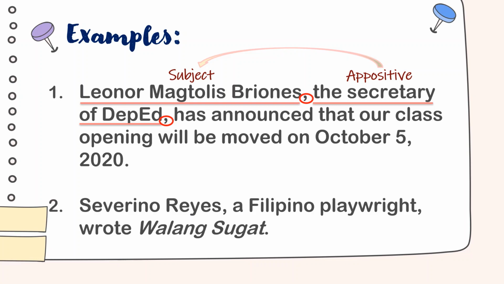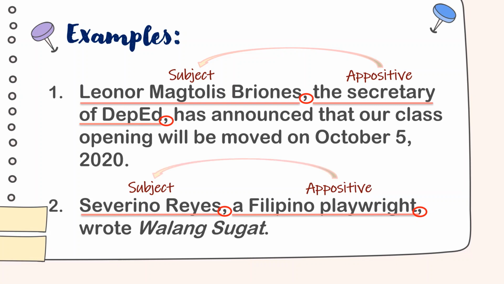Number 2, Severino Reyes, a Filipino playwright, wrote Walang Sugat. In this example, the noun Severino Reyes is the subject, and the noun phrase a Filipino playwright, which is separated by 2 commas, is an appositive because it gives more information about who Severino Reyes is. In short, Severino Reyes is a Filipino playwright who wrote Walang Sugat.